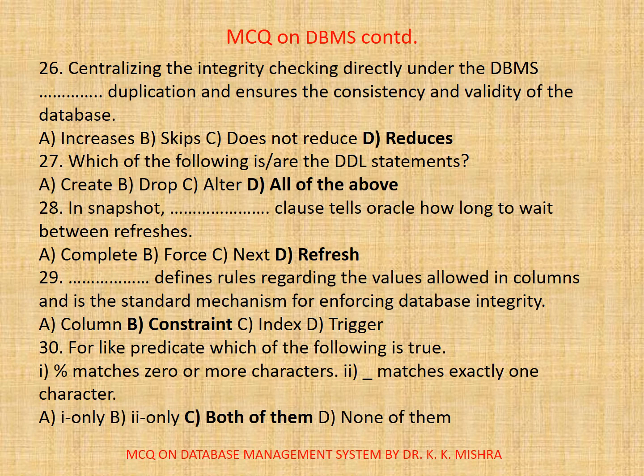Centralizing the integrity checking directly under the DBMS dash duplication and ensures the consistency and validity of the databases. Options are A, increases, B, skips, C, does not reduce, D, reduces. Correct option is D, reduces.